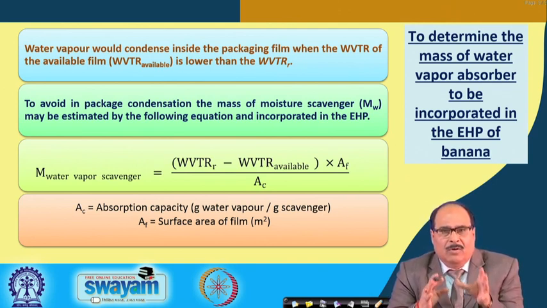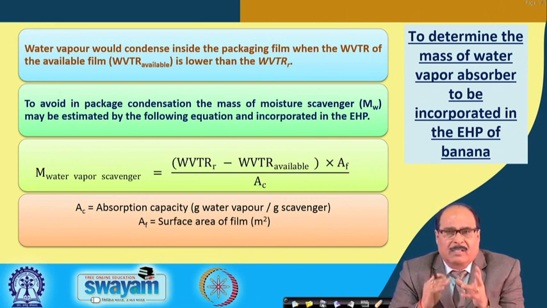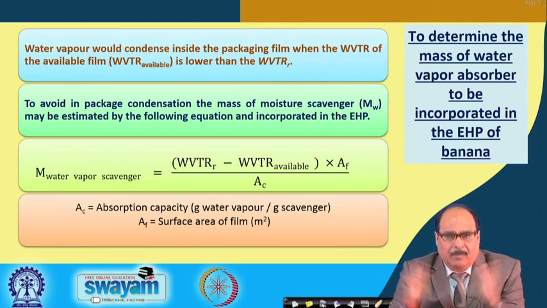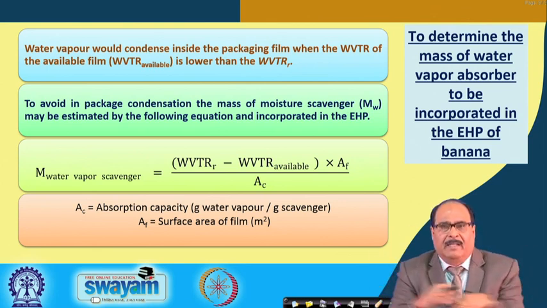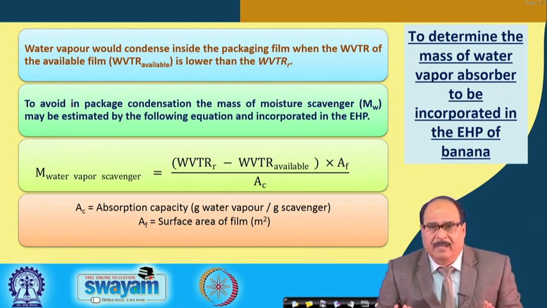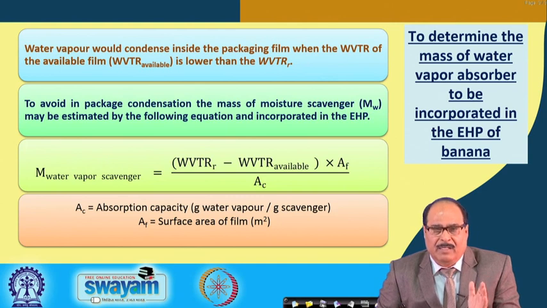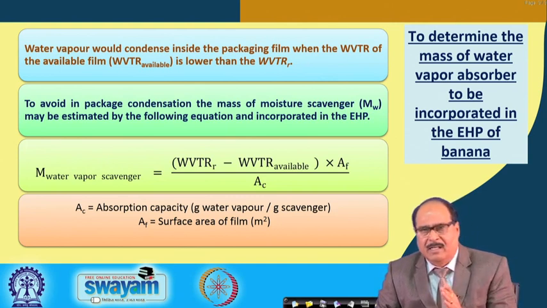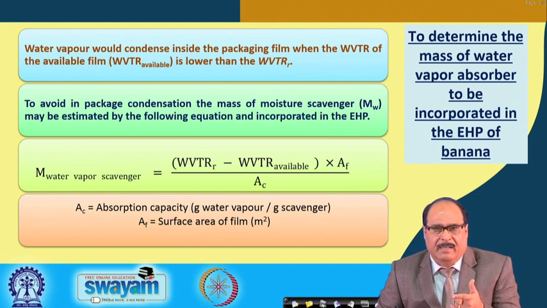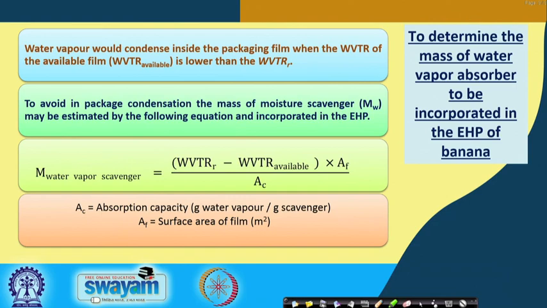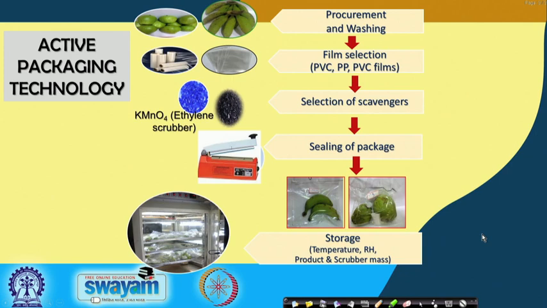So, in this way one can calculate how many grams or how many kilograms of water vapor scavengers are needed, depending upon the size of the packet and the transmission rate. Similarly, other calculations can be made to decide the quantity of ethylene scavengers, oxygen scavengers, flavor scavengers, absorbers, etc., and they can be put inside the package. So, this is accordingly the methodology of active packaging.